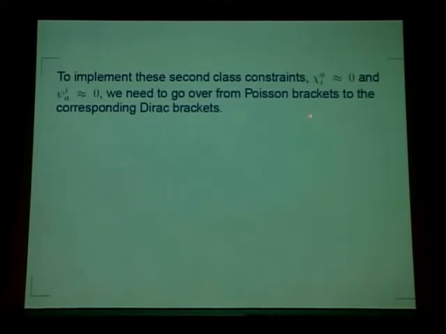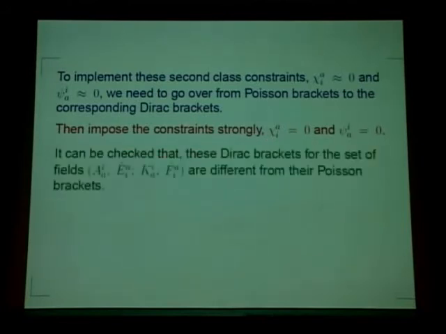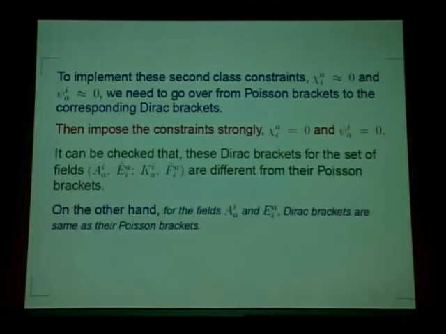So to implement the second class constraints chi^A and psi^A, we need to go over from Poisson brackets to the corresponding Dirac brackets. Then impose the constraints strongly, that chi^A and psi^A are 0. It's a straightforward calculation to check that the Dirac brackets for the fields A and E hat, and the extrinsic curvature and its conjugate field F hat, are different from their Poisson brackets. On the other hand, for the fields A and E, the Dirac brackets are the same as their Poisson brackets.